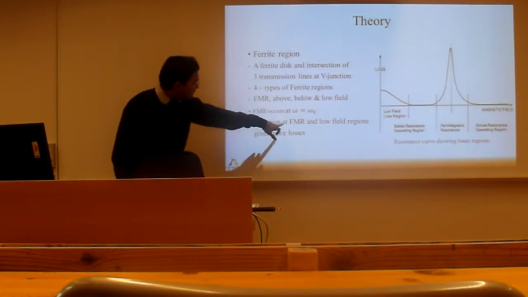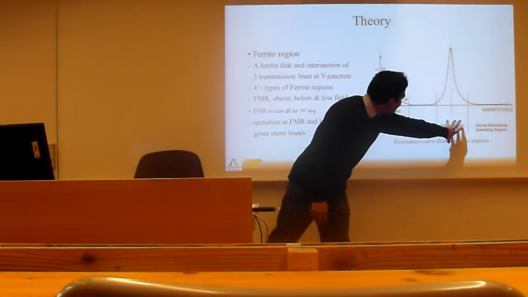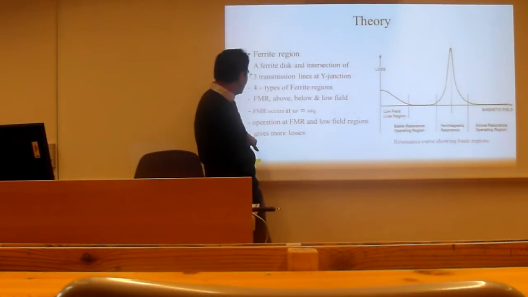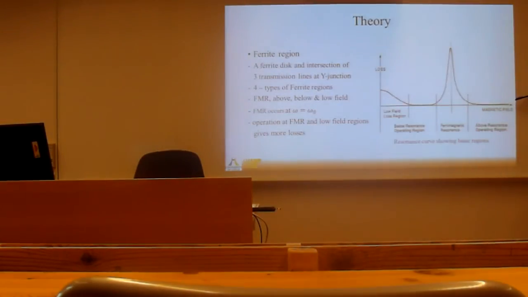So operation at ferromagnetic resonance and the low field loss region gives more losses. When you apply a certain magnetic field normal to the ferrite, you can see in the graph. This graph gives information about the resonance curve of the ferrite material.